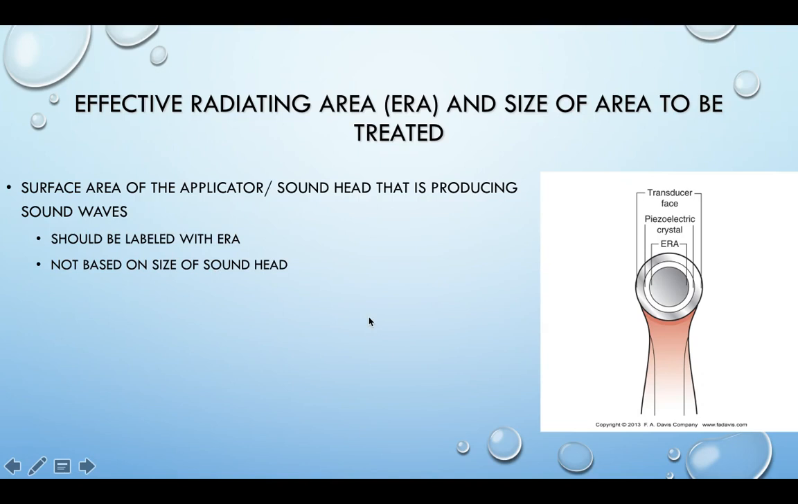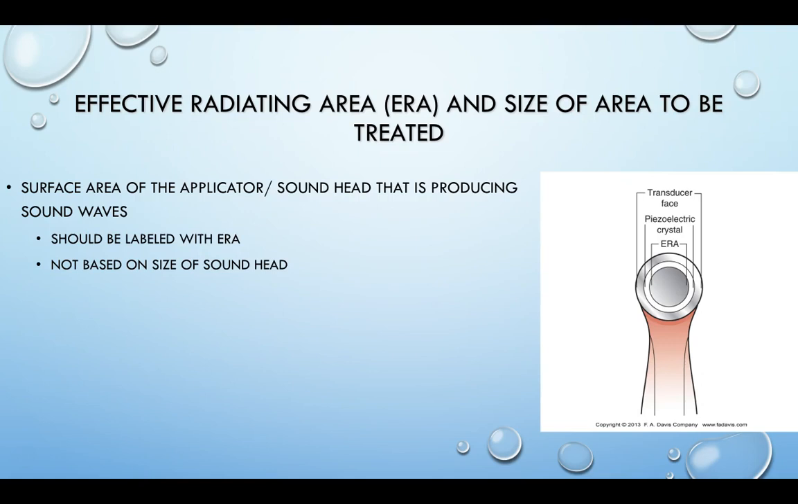The ERA has to be labeled on every machine, so either within the instruction manual or on the machine itself. Ideally the machine itself should be labeled with the ERA. And it is not based on the sound head, though most machines will be matched so that the sound head won't be significantly larger than the ERA, but the ERA is always going to be smaller than the sound head. And again, that's because no crystal is 100% effective. So ideally you want the ERA to match the sound head area as much as possible.